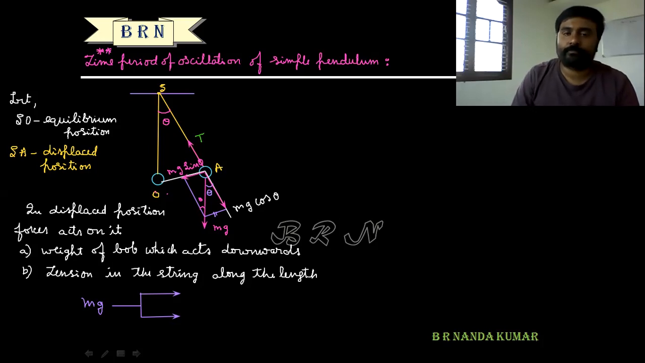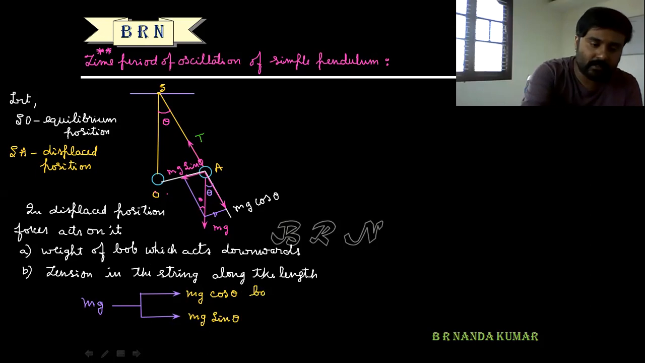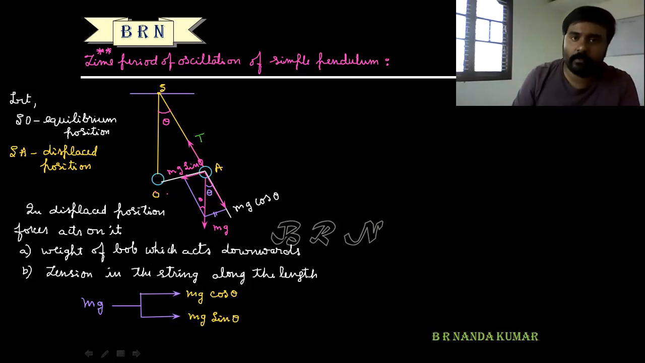So here mg splits into two rectangular components. One is mg cos theta and another one is mg sin theta. So mg cos theta balances. This point is very, very important.